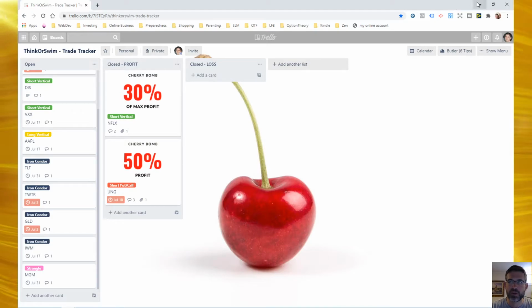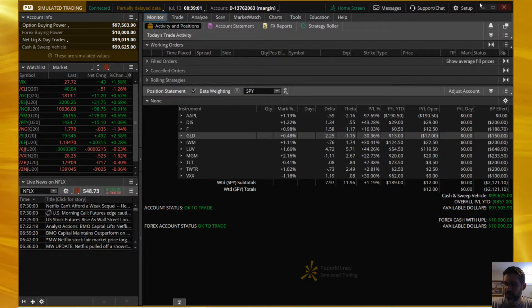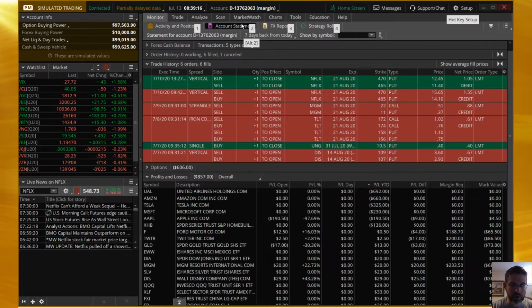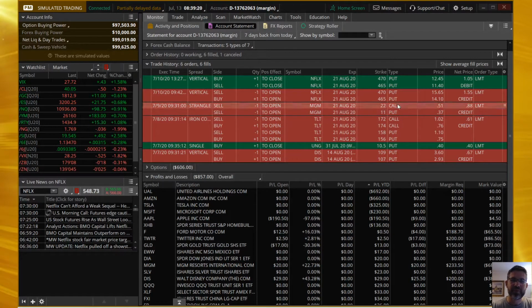All right, so heading on to the next chapter, let's take a look at our trades for the past 7 days. So back in that ThinkOrSwim, over in the Monitor tab, but instead this time we're going to go to the Account Statement sub-tab here, which apparently has a keyboard shortcut of Alt-2. Am I brave enough to try that on camera? Look at that, it worked. Alt-2. All right, so here we have the past 7 days here.